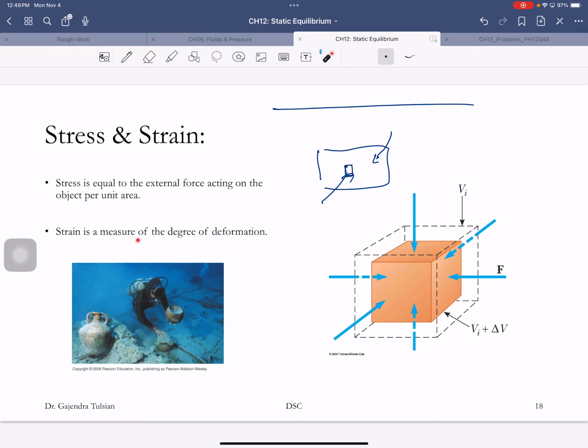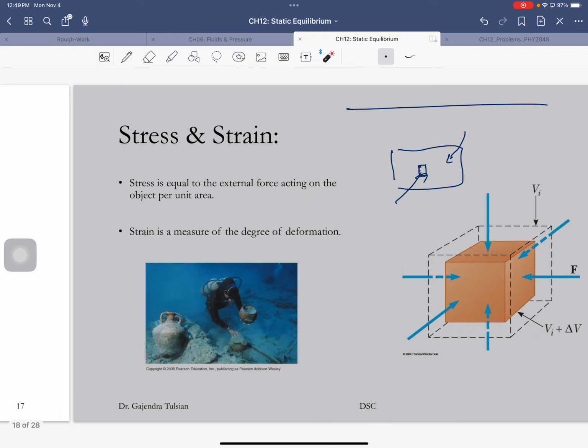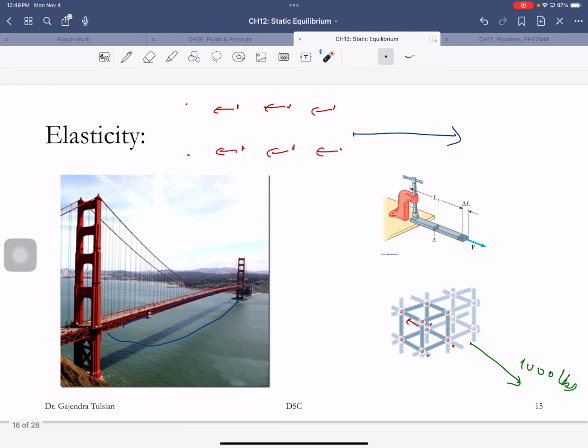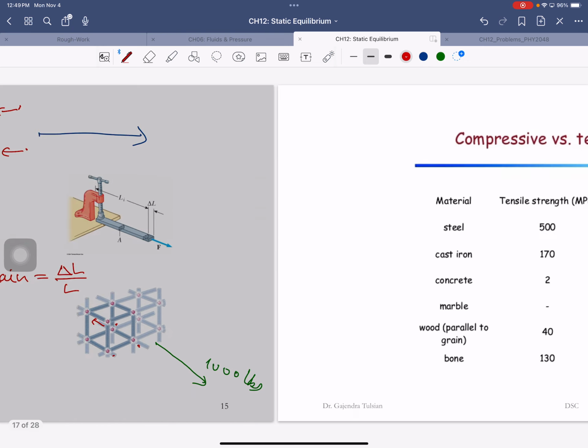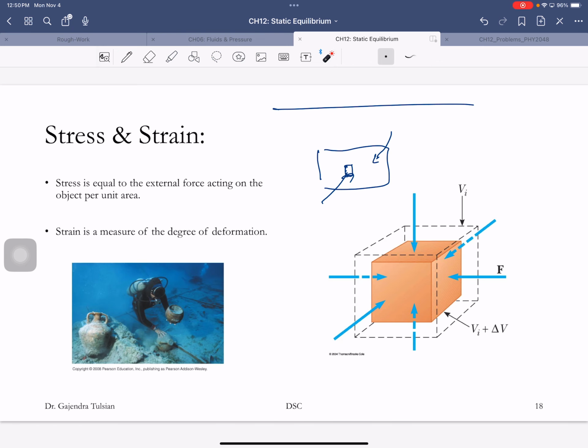Strain is a measure of the deformation. Strain measures this deformation. What's relevant is the percentage deformation. So this rod, its length increased by delta L. So strain is given by delta L by L. This is strain. So the percentage deformation is what is relevant to us. Strain is a measure of the degree of deformation.